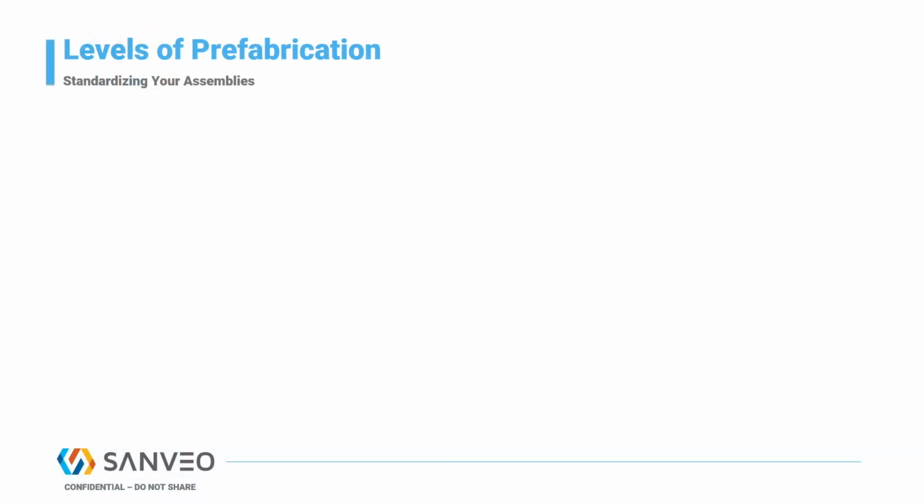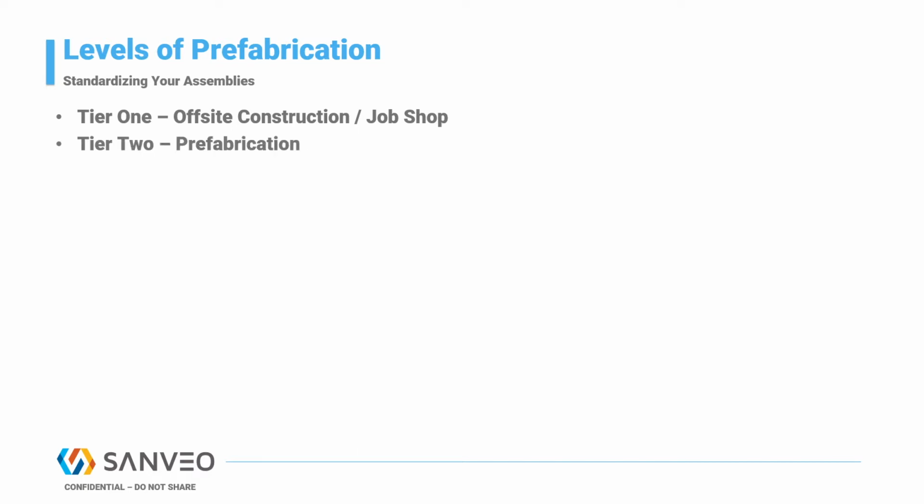As discussed in part 1 of this series, there are 3 levels or tiers of prefabrication. Tier 1, off-site construction, job shop. Tier 2, prefabrication. And Tier 3, construction manufacturing.